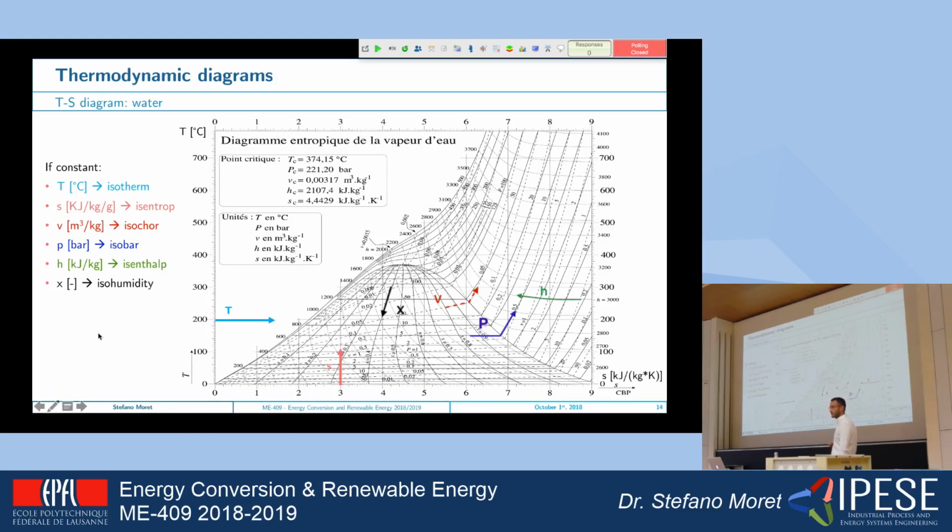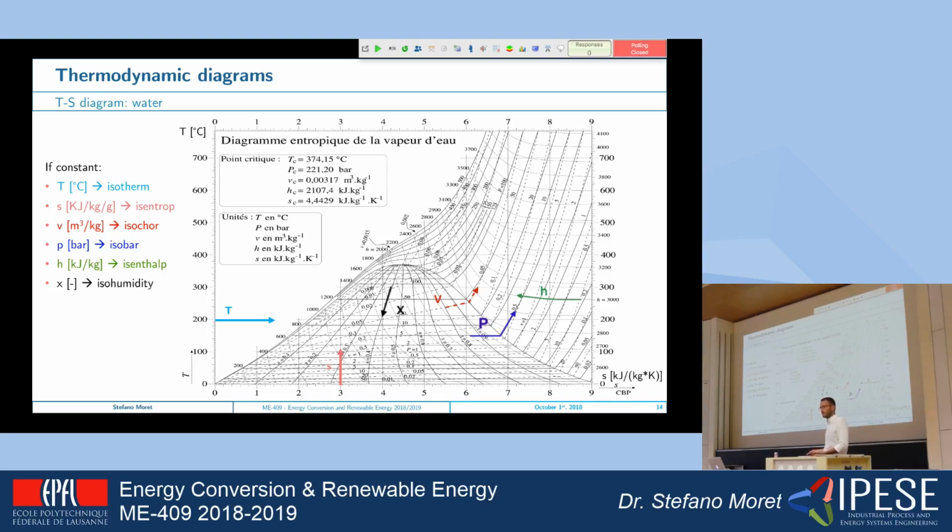Then you have lines at constant volume, the so-called isochores. All these dotted lines that you see here are lines at constant volume. Then we have the constant pressure lines, which are these ones, indicated for example with P. We have also the constant enthalpy lines and the constant humidity, humidity being defined as the amount of liquid water in a liquid-vapor phase. So looking at this diagram, we can study every process involving water.